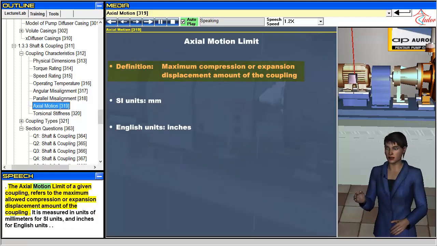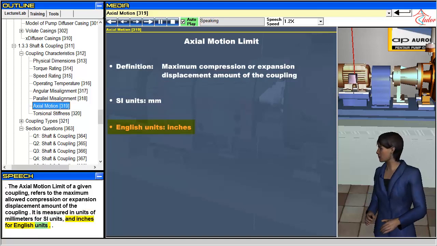The axial motion limit of a given coupling refers to the maximum allowed compression or expansion displacement amount of the coupling. It is measured in units of millimeters for SI units and inches for English units.